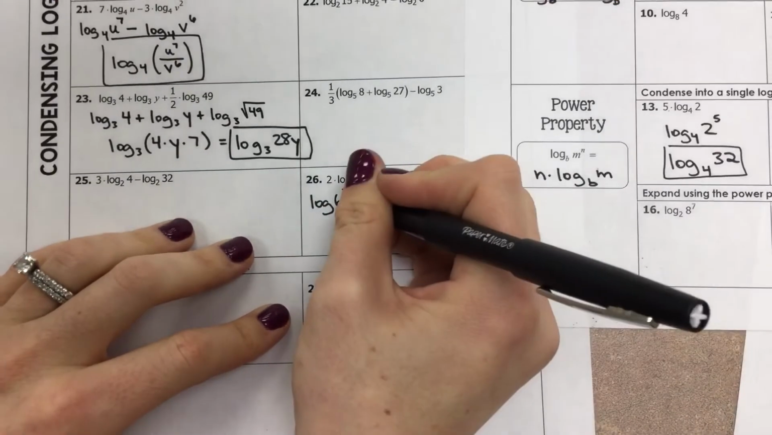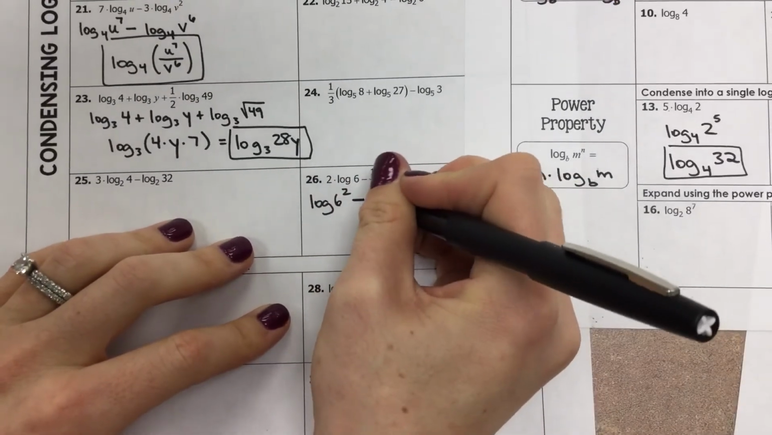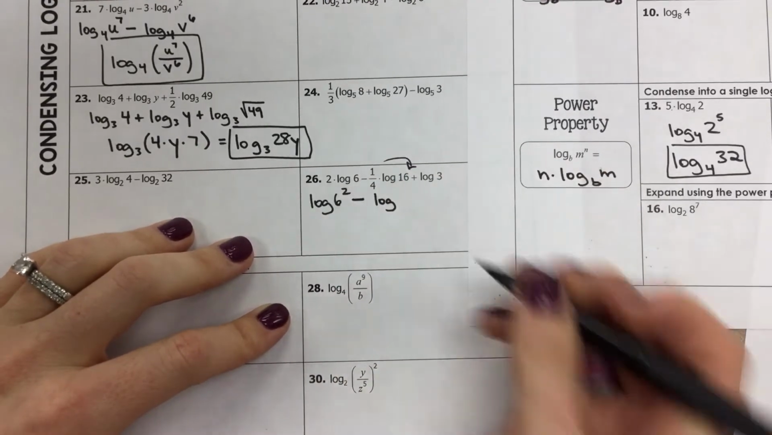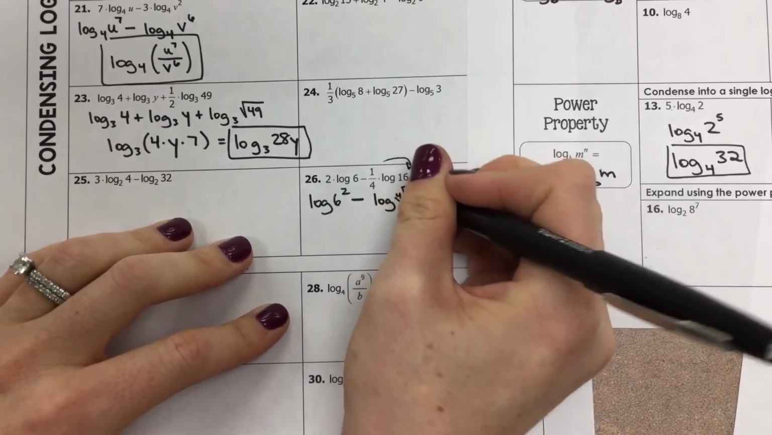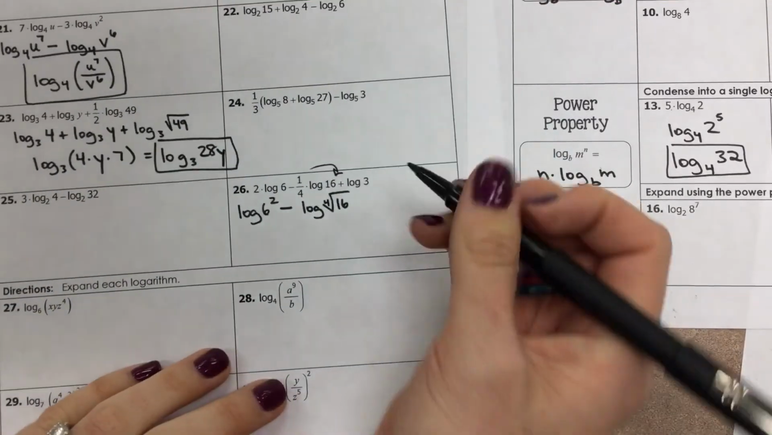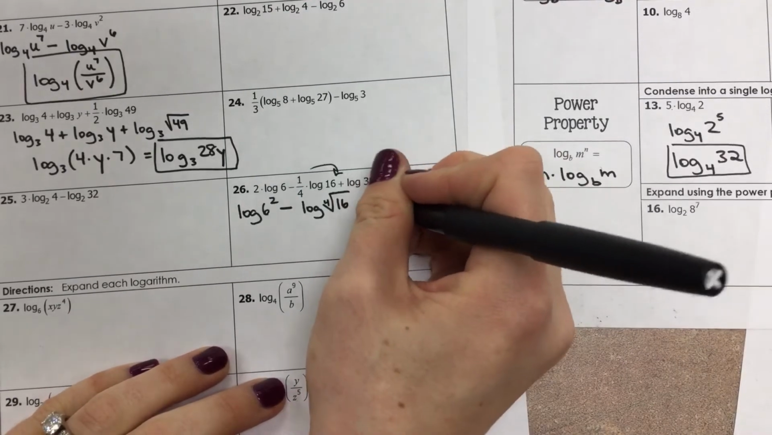which we'll simplify in a second, minus common log of, and then the 1/4 moves in as an exponent on the 16. So remember what that means is it's the 4th root. The 1/4 power is the same as the 4th root. And this one doesn't have anything out front, so for now, we're just going to leave it.